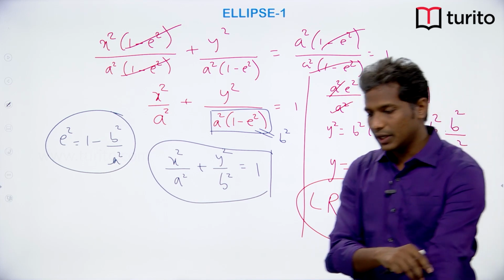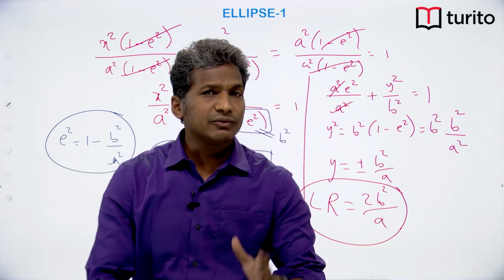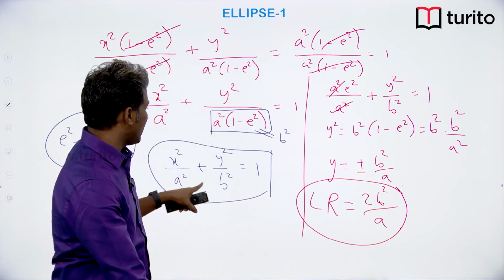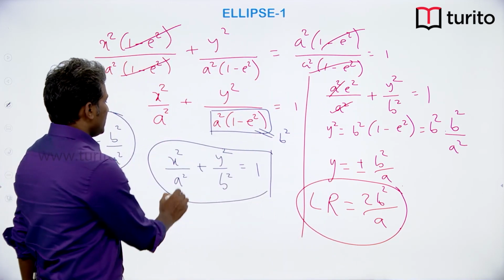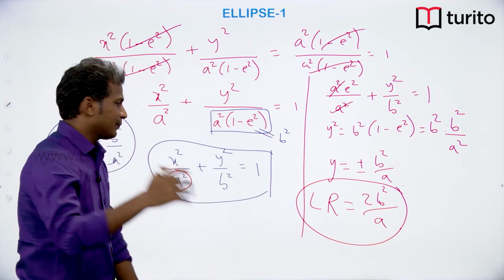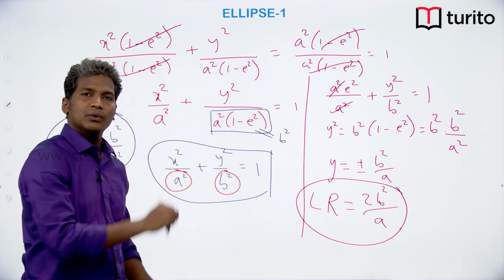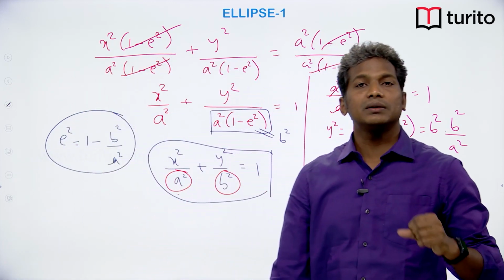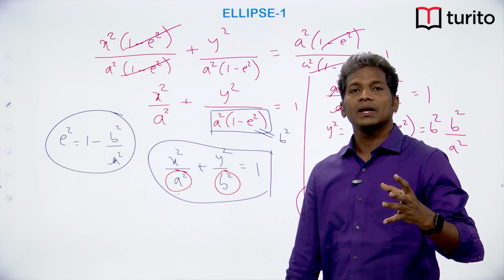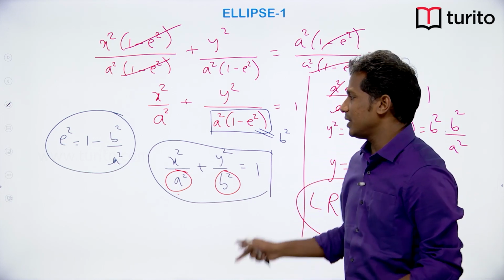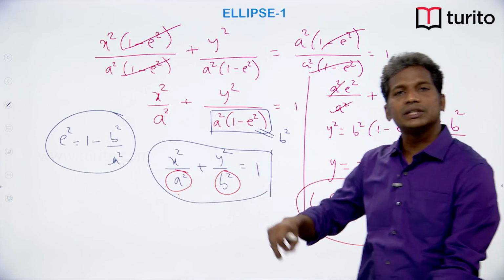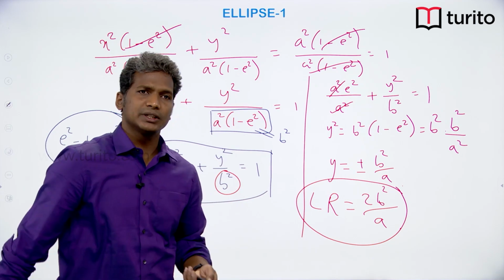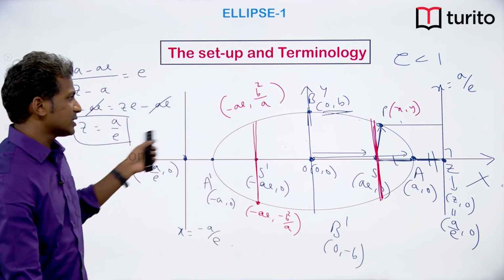When we are building formulae, how do we identify which value is b and which value is a? When you look at any equation like this, x square has one constant below and y square has one constant below. Out of these two, you have to check which is the bigger one in terms of magnitude. That becomes the major axis. Based on that, you can design the terminology and eccentricity and everything. So, this is the basic idea of the derivation, and the basic explanation of the setup.